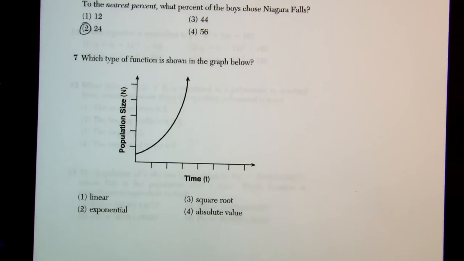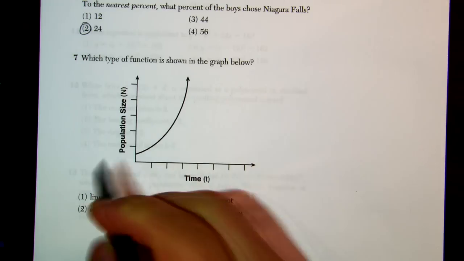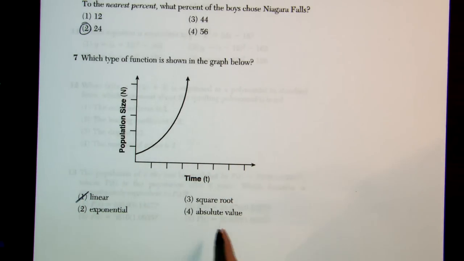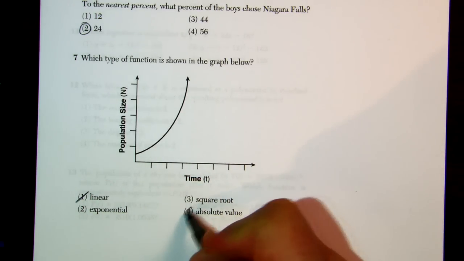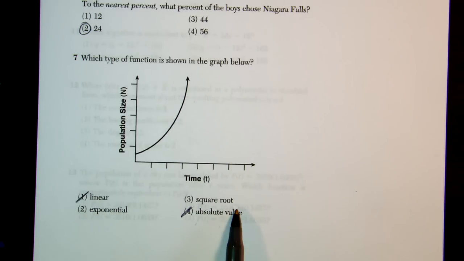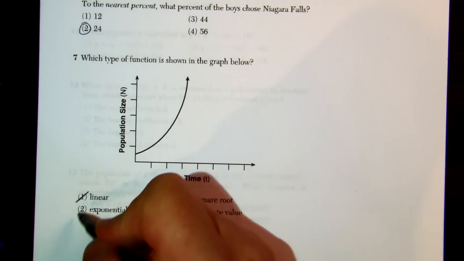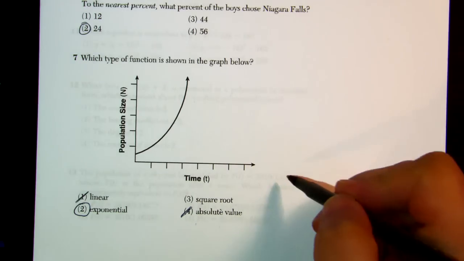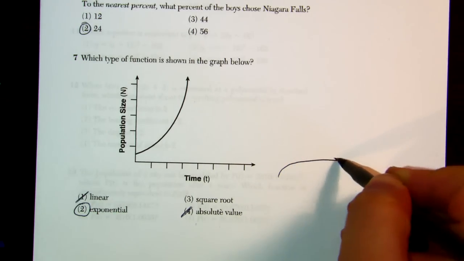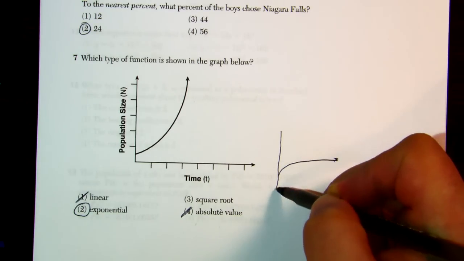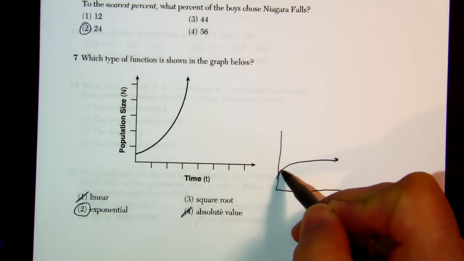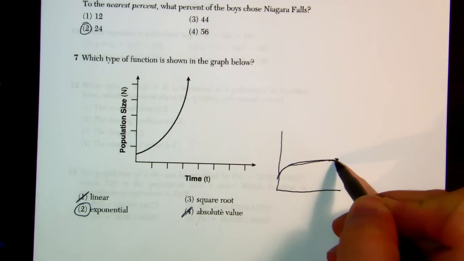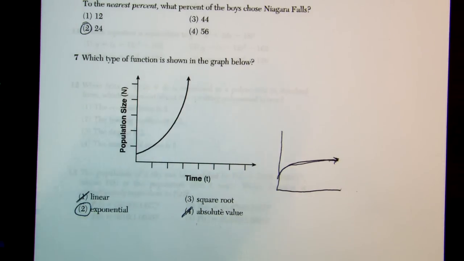Okay, number 7. Which type of function is shown in the graph below? Okay, is this a straight line? No, so we know it's not linear. Absolute values we know are V's. So now we're at square roots or exponentials. The answer is exponentials. Exponentials have this swooping motion, where a square root is going to look more like this. Okay, if you have a graph, a square root will look as if it's increasing just a little bit as it goes. Okay?